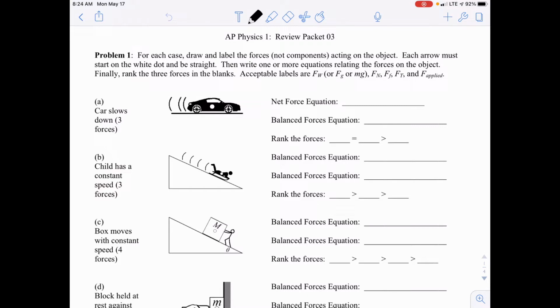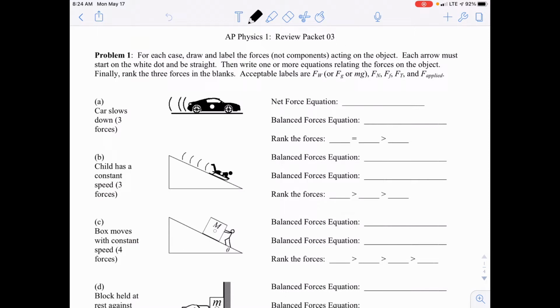Acceptable labels are F sub W or F sub G or mg, that would be for weight, F sub n for normal force, big F sub little f for friction, big F sub T for tension, and big F sub applied for an applied force.